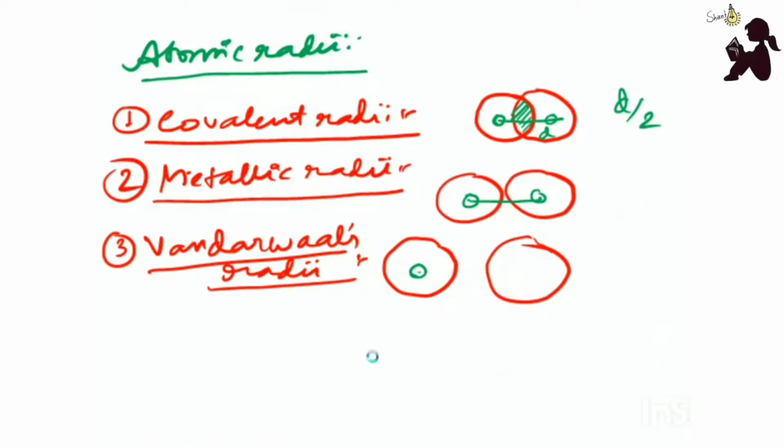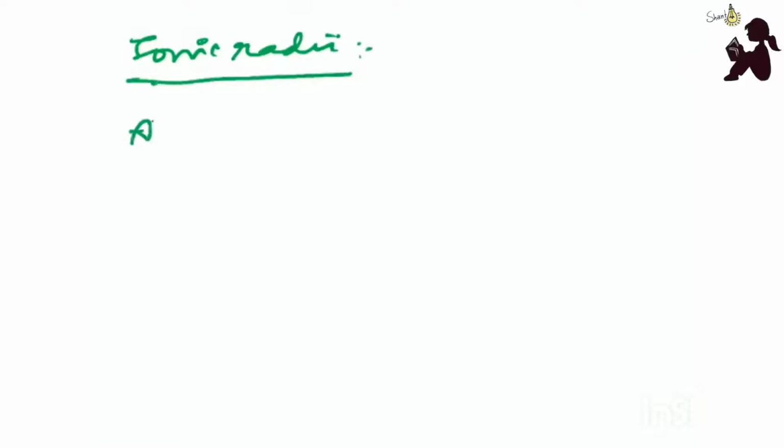So in ionic radii, there are many things that we have to discuss. Ionic radii in the case of anions. So in the case of anions, with the magnitude of the negative charge, the size of the anion also increases.